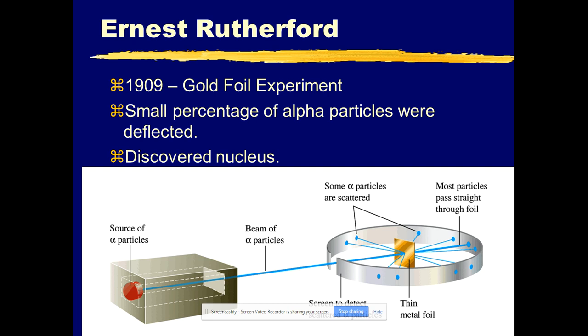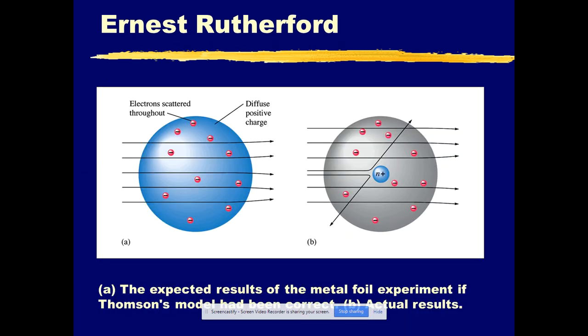But what surprised Rutherford was that several of the alpha particles were deflected at very large angles. And he concluded from this that the atom must be mostly empty space, but that the positive charges are concentrated in a core in the atom's center, and only that concentrated core of positive charge would be powerful enough to deflect these incoming alpha particles.